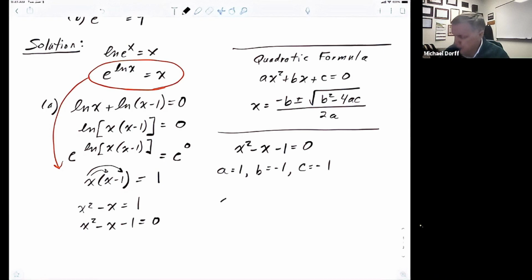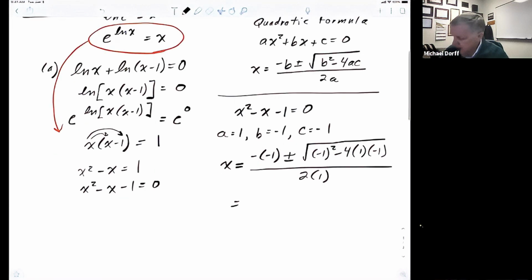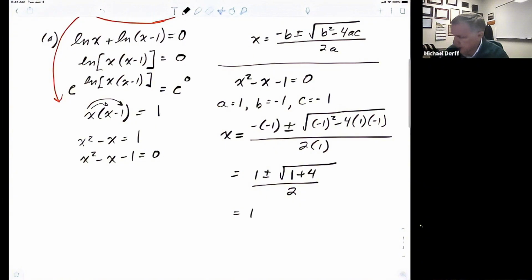So using the quadratic formula, x is going to equal negative b, so minus a negative 1, plus or minus the square root of negative 1 squared minus 4 times 1 times negative 1, all over 2 times 1. If I simplify that, I get 1 plus or minus the square root of 1 plus 4, all over 2, or I could write that as 1 plus or minus the square root of 5, over 2.